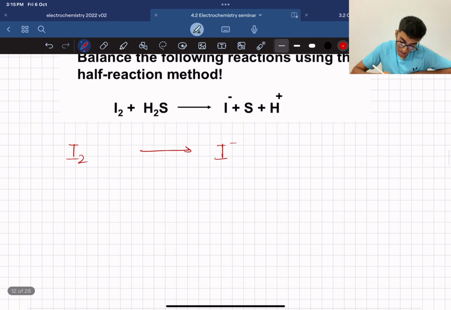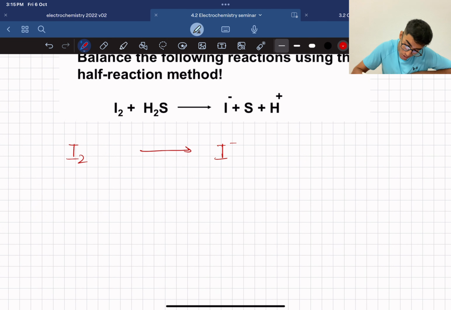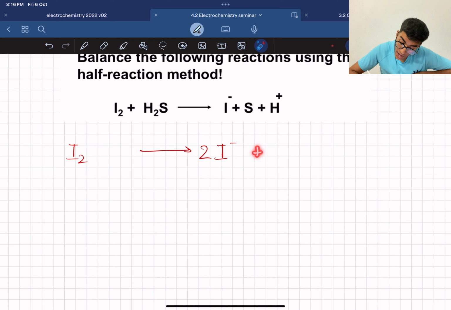Already we can see that there's two I's over here and one I over here. So to balance it out, we write a 2I minus. Understand? Now, what do we add? Then we add another thing. Now we see over here 2I minus. I minus, basically minus 1, is what I minus means. And minus 1 basically means that there is one extra electron.